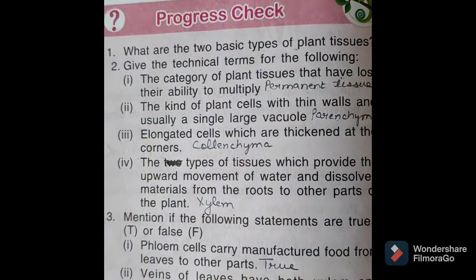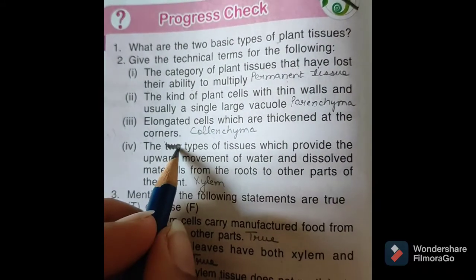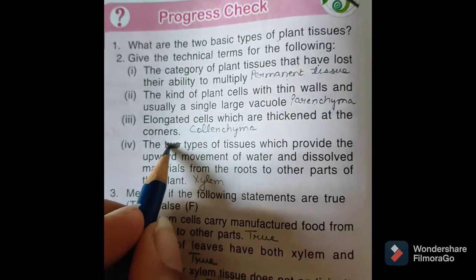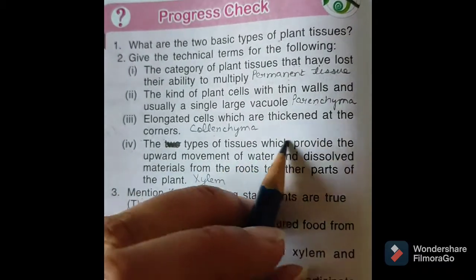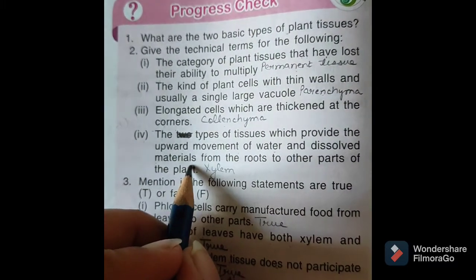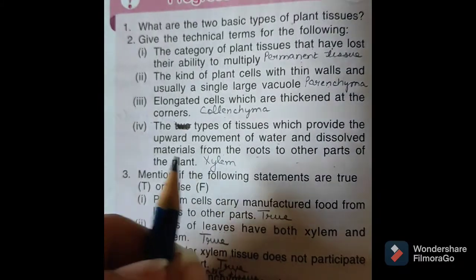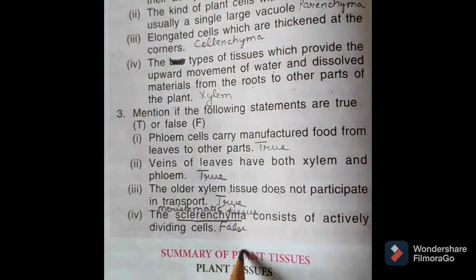Elongated cells which are thickened at the corners. So it is collenchyma. Then in question 4 we have a correction here. So cut the word "to." The type of tissue which provide upward movement of water and dissolved material from roots to other part of the plant. It is xylem.